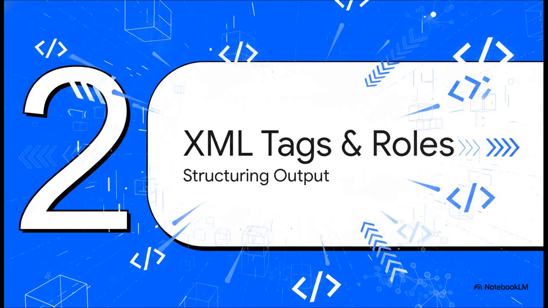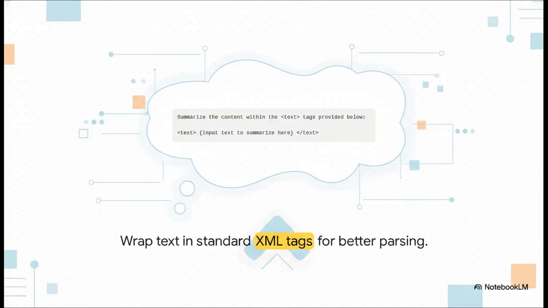Moving right along to Section 2, XML tags and role assignment. Fun fact, Claude models are actually fine-tuned using XML tags. So by wrapping your instructions, your examples, and your input data in standard tags, you're making it incredibly easy for the model to parse completely unambiguous requests. It cleanly separates your actual instructions from the raw data it needs to process. It's kind of like giving Claude a perfectly organized filing cabinet instead of a messy pile of papers.